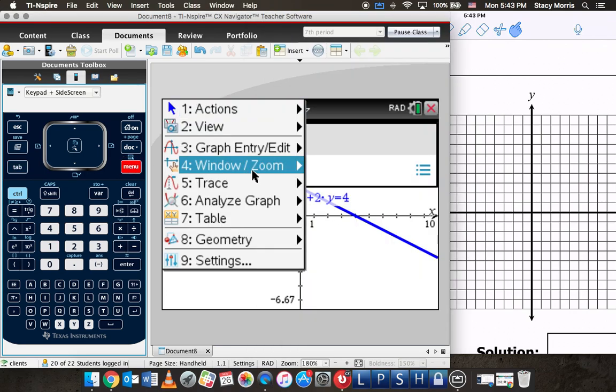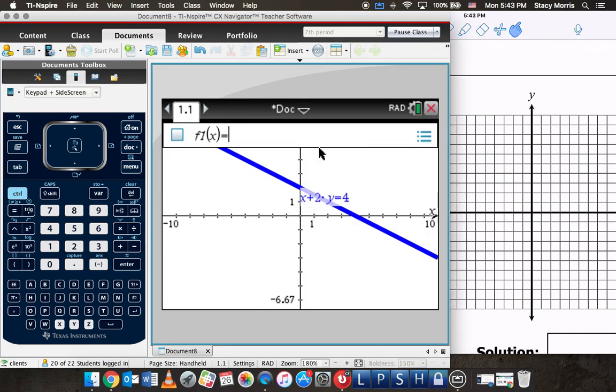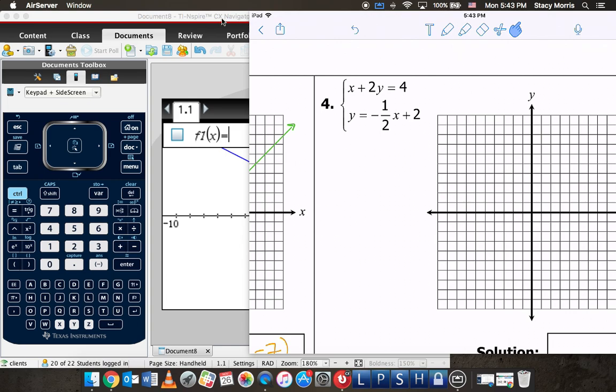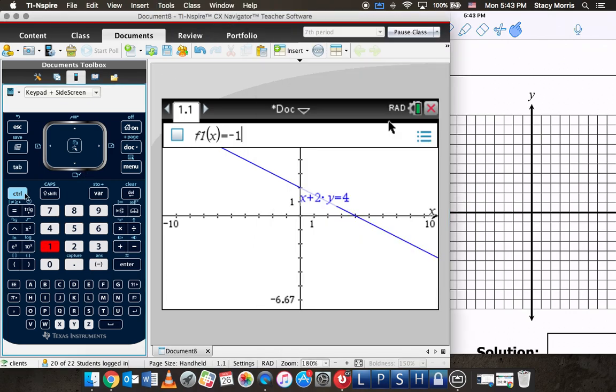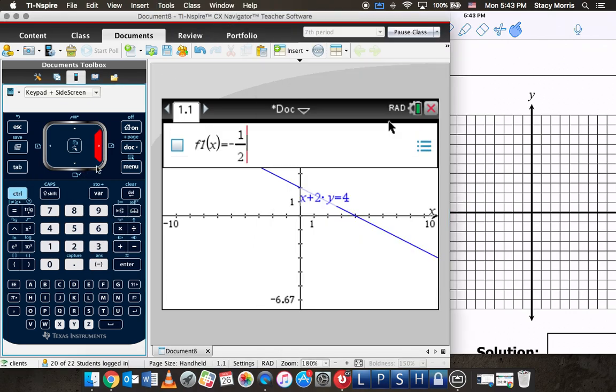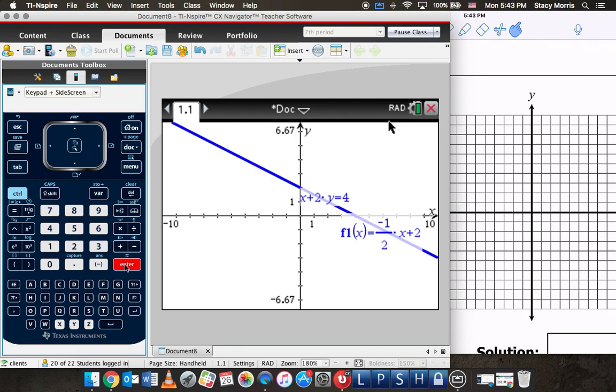Because that's a function, you can also do graph entry edit number 1 function. So -1/2 x plus 2. So this one's funny. I didn't realize that this was a funny one, but what happened is we graphed a line and then we graphed another line on top of it. So this is one of the special case ones. So when we have 2 lines that are the exact same, then it is infinite solution. So this would be an example of an infinite solution.